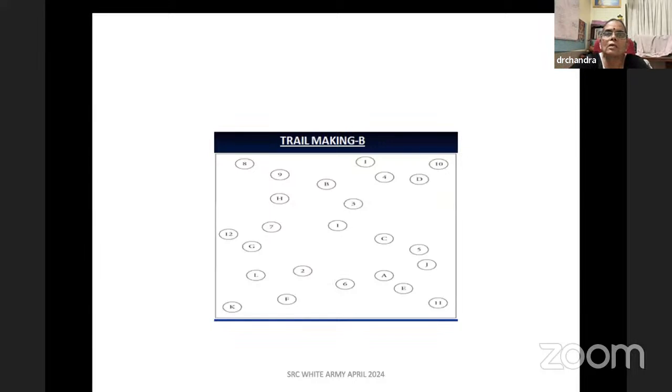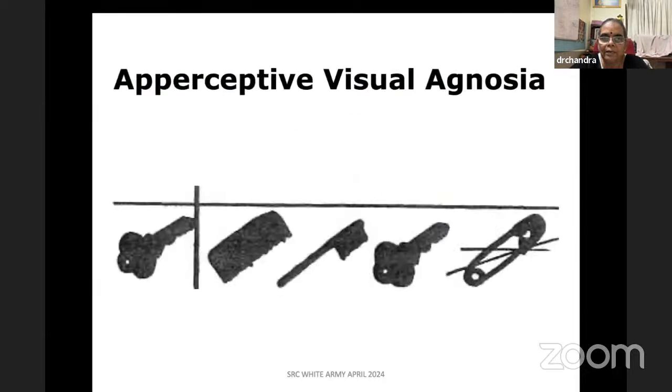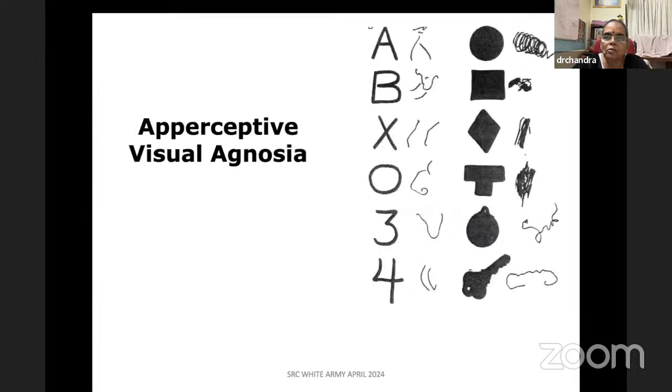Then you have line orientation, like Trail B, from number to letter without crisscrossing. You can see the line orientation. An apperceptive person cannot copy a key. They cannot match two keys. They cannot recognize a key. But an associative person cannot recognize it, yet he can copy and he can match.